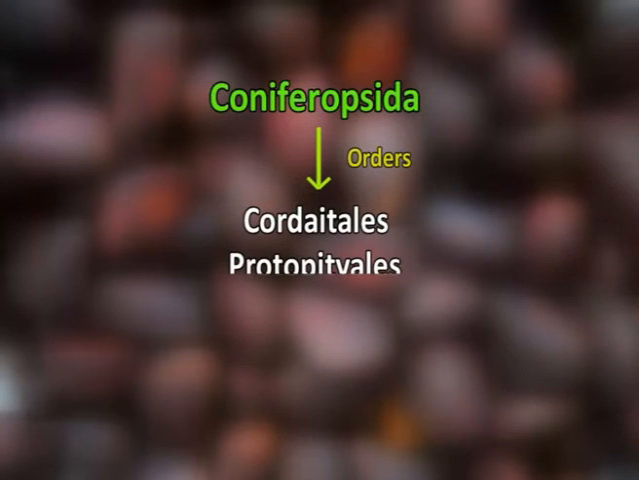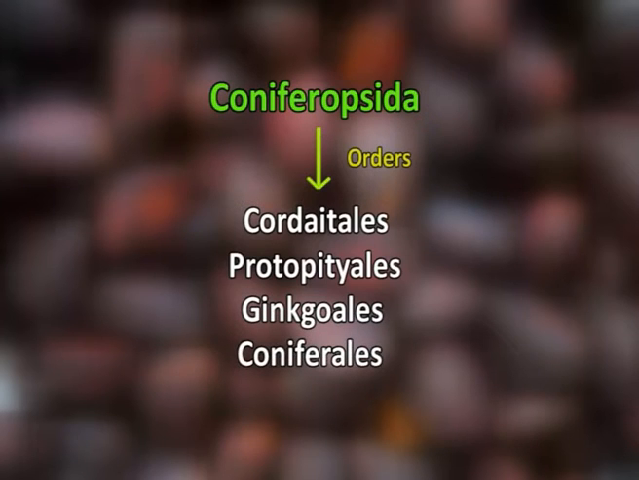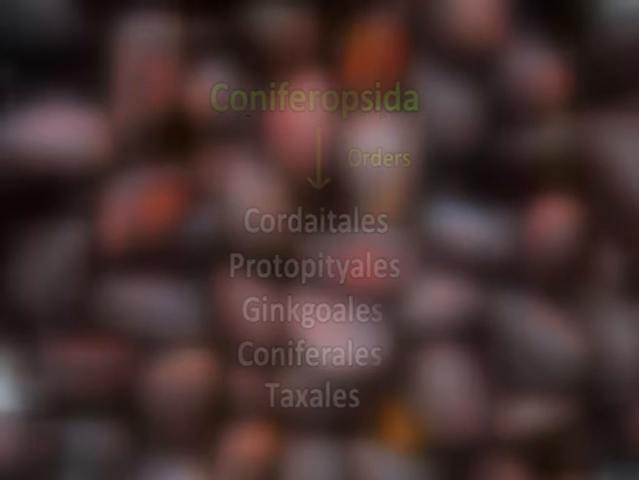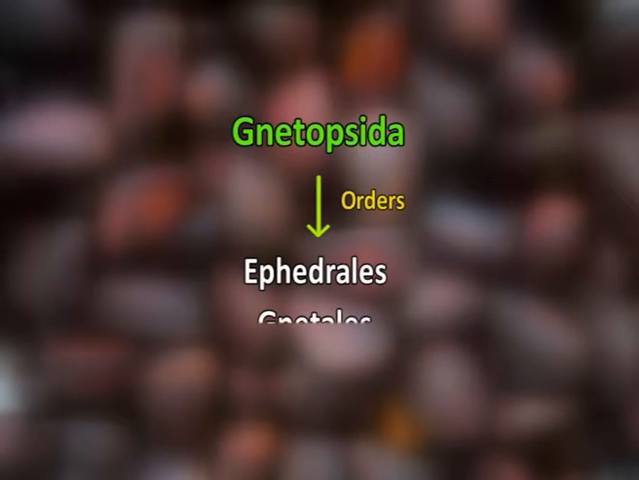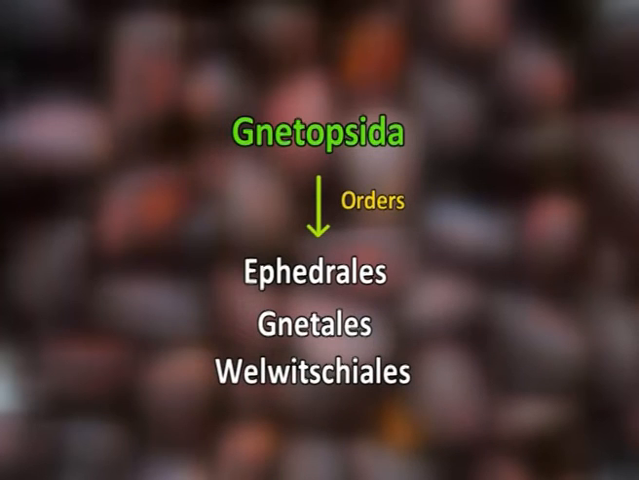Coniferopsida was also divided into 5 orders: 1. Cordaitales, 2. Protopitales, 3. Gingoales, 4. Coniferales, and 5. Taxales, while the last class, that is Gnetopsida, included 3 orders: 1. Ephedrales, 2. Gnetales, and 3. Welwitschiales.